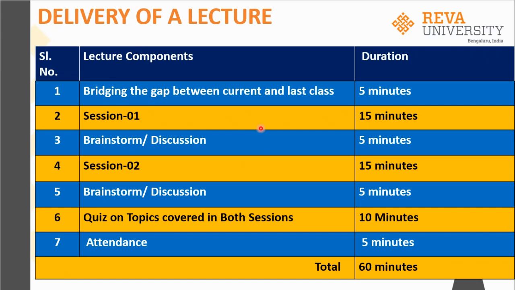Then your session 1 begins, which will last for 15 minutes. After completion of the 15-minute session, you go to the next session, the most important session, the brainstorming or discussion. You conduct a brainstorming session or discussion on the topic which you have covered in session 1. Let it last for 5 minutes. After this, you conduct session 2, that is, you deliver the content for another 15 minutes. Then after completion of session 2, again you involve the students in brainstorming and discussion about the topic which you taught in session 2. After this, you conduct a quiz on the topics covered in both the sessions. This can last for 10 minutes.